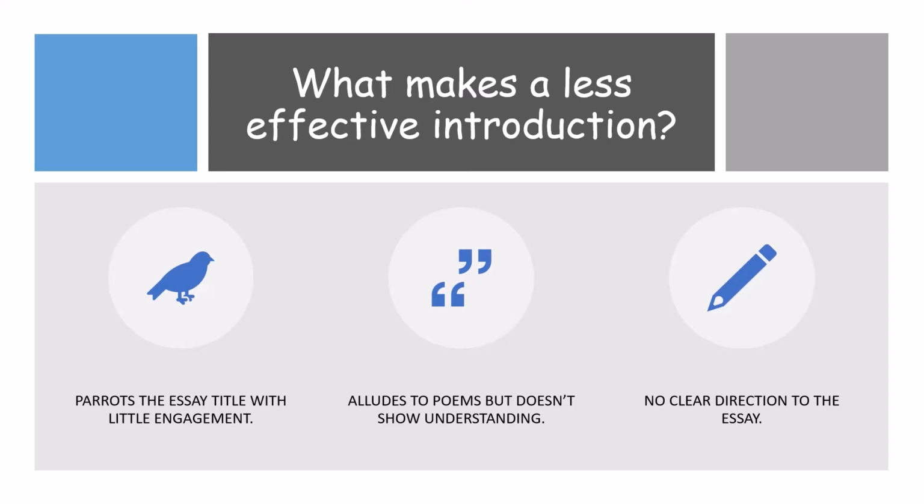I see lots of students who parrot the essay title with very little engagement. For example, if the question is, write about how Duffy and Larkin talk about relationships, then the start of your essay is, Larkin and Duffy write lots of poems about relationships. All you've actually done is just parroted the essay title.